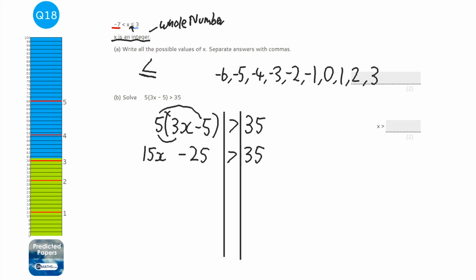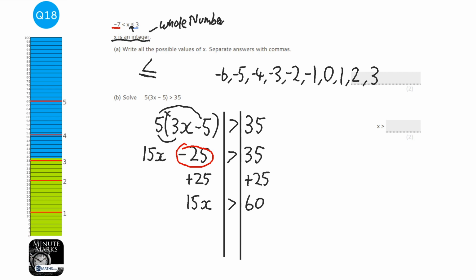Now you could have divided both sides by 5 and that would have been fine. Next step is to get rid of this -25. And you must start with that. You can't get rid of the 15 first. So we're going to add 25 to both sides to get rid of that -25. So we're left with 15x on this side, and 35 plus 25 will be, well, 5 plus 35 is 40, 40 plus 20 is 60.